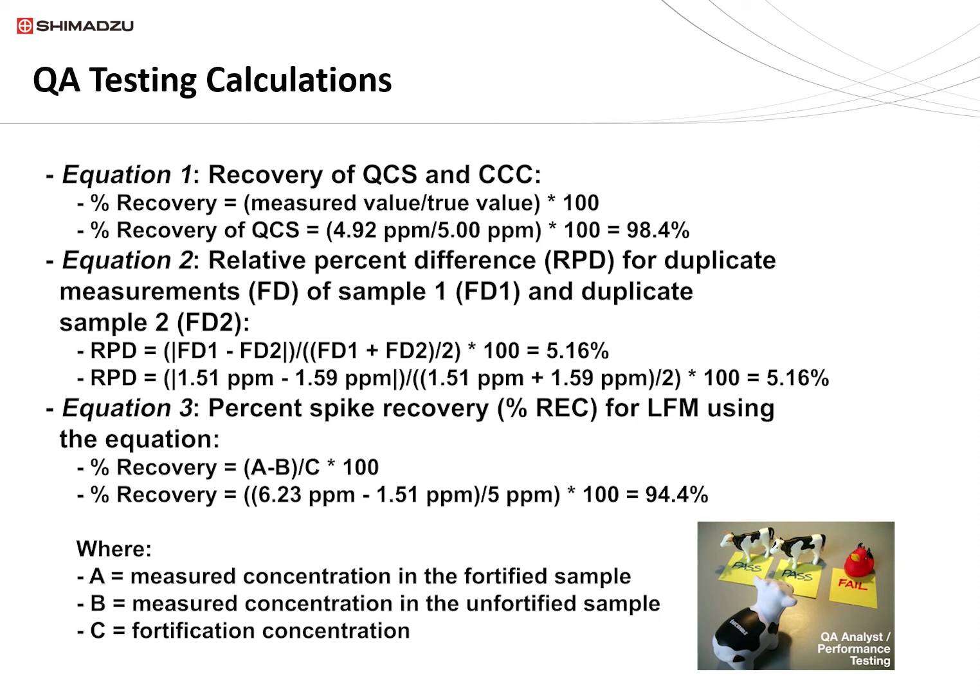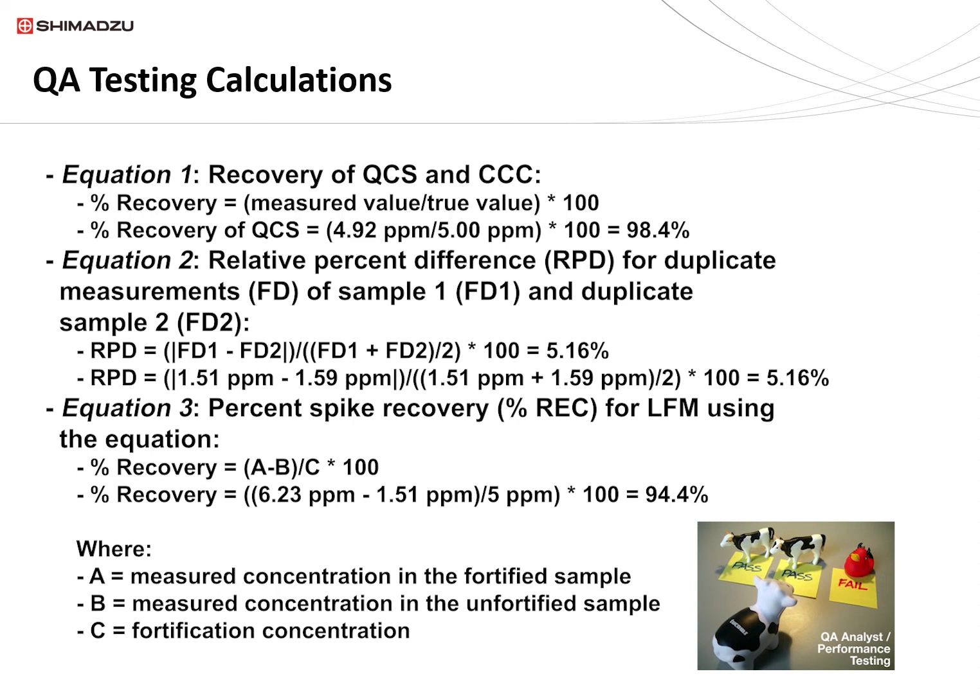Equation 2 is the relative percent difference between duplicate samples. So the RPD is field duplicate 1 minus field duplicate 2, divided by field duplicate 1 plus field duplicate 2 divided by 2. In the example on the next slide, you'll see the results were 1.51 ppm minus 1.59 ppm, divided by 1.51 ppm plus 1.59 ppm divided by 2, and the relative percent difference was 5.16%.